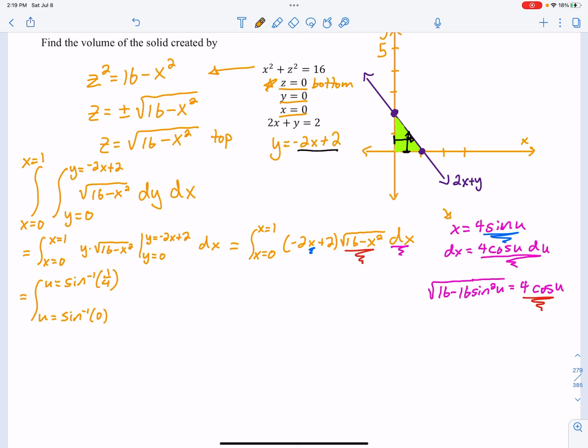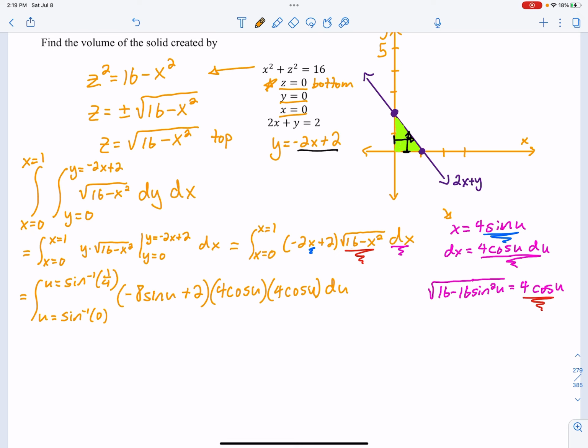Okay, so now I'm going to start replacing things. It's going to get gross. Minus, okay, if I plug in 4 sine u, I get minus 8 sine u plus 2. And then replacing the square root, remember we get 4 cosine u. That's the red substitution. And then the pink substitution, I'm going to get 4 cosine u. I'm going to put that in parentheses and throw du on the outside. So notice everything now is in terms of u, and we're hoping this is going to turn out to something pretty. Unfortunately, it does not.